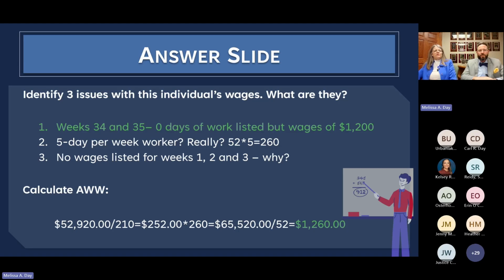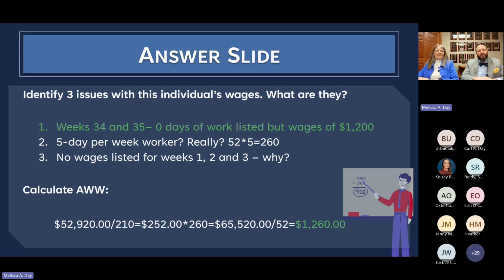Okay, hopefully you noticed with the wages that were provided that for weeks 34 and 35, there are wages listed, but there are 0 days of work listed. It seems to be something that merits looking into to find out how it is that somebody could get paid and not have to work anything. Or I definitely need to go and work for that employer.